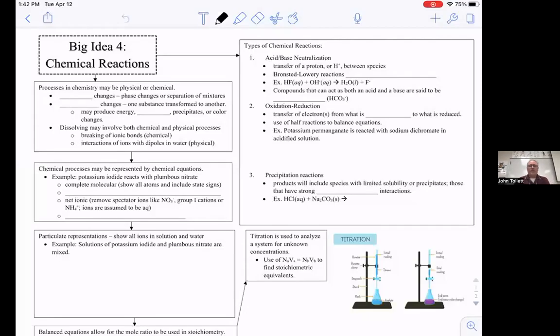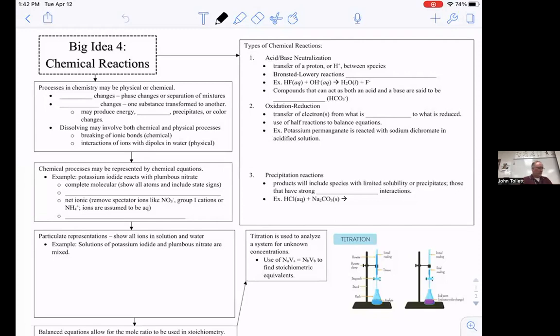Okay, AP students, this will be big idea 4 for our AP Chem review. We're going to do chemical reactions. I'm going to go through this a little quickly. Most of this we've done fairly recently, especially the last types of reactions, oxidation, reduction, some of the titration stuff. But let's go ahead and get started.